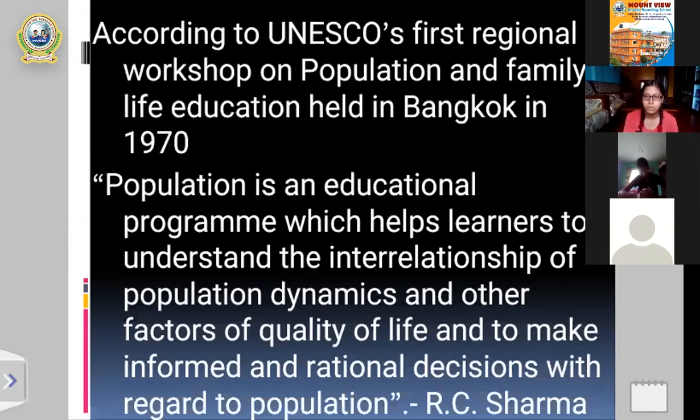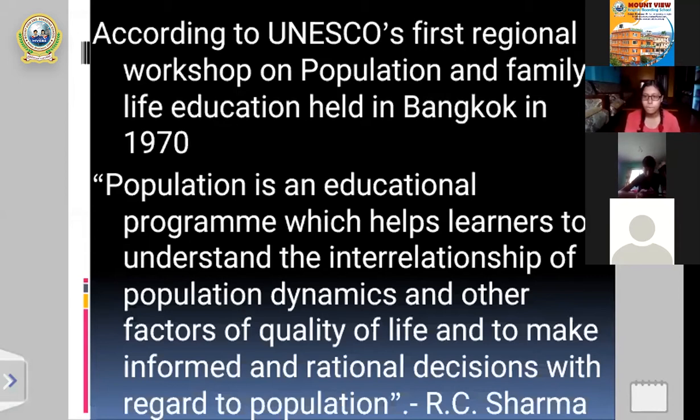My dear students, once again I want to repeat, R.C. Sharma is one of the famous economists, and according to him, the definition of population education is given in this slide. Population education is an educational program.